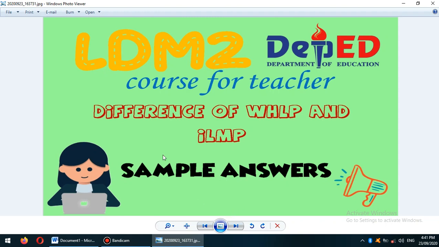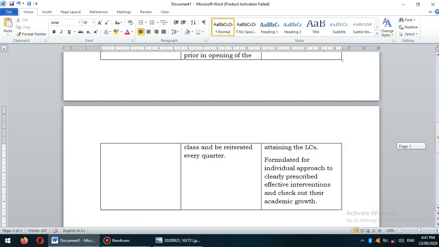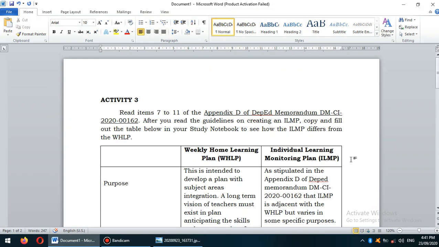Now, in order to provide some reference for the teachers who are crafting their LDM2 course for teacher, here would be my sample response. In the activity 3, read items 7 to 11 of the Appendix D of DepEd Memorandum DMCI 2020-00162. Now, teachers, this would be very important before answering the activity in the study notebook for the weekly home learning plan and individual learning monitoring plan.